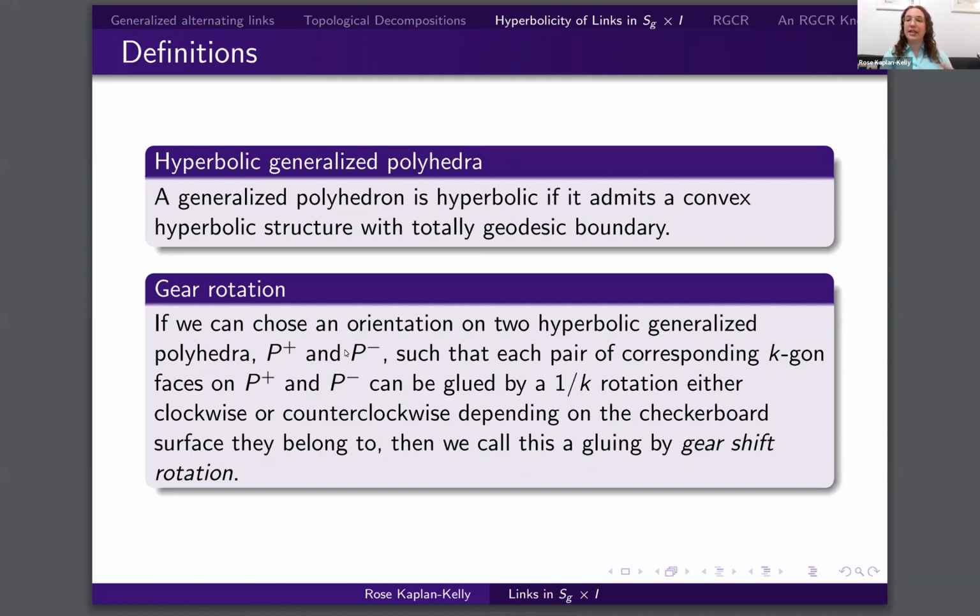We're also going to use this gear shift map. What that is: if we have our generalized polyhedra P plus and P minus, we then glue each pair of corresponding, let's say, K-sided faces via a 1/K rotation, either clockwise or counterclockwise, depending on the checkerboard surface they correspond to. This is called a gluing by a gear shift rotation. So if it's a white face glued to another white face, we glue with either a clockwise or counterclockwise rotation, and then the opposite for the shaded face.